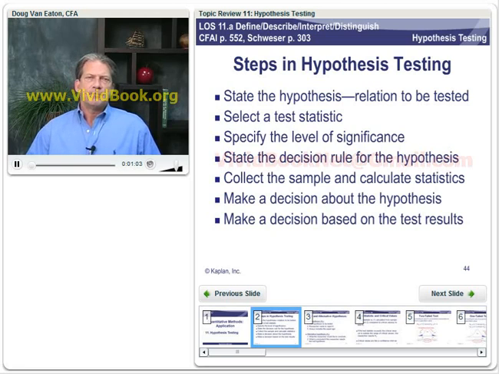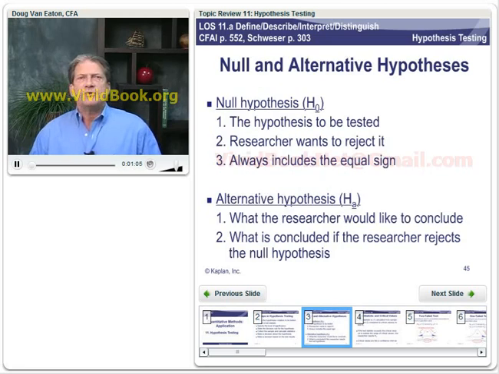results. Now the null hypothesis, we denote that H sub 0, and that's the hypothesis we're going to test. Now, this may seem odd, but that's the one that the researcher wants to reject. And it always includes the equal sign. The alternative hypothesis has to be every other possible outcome. Between the two, they have to cover all possible outcomes. And it's really what the researcher would like to conclude.